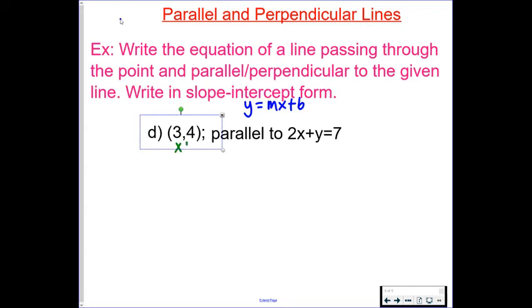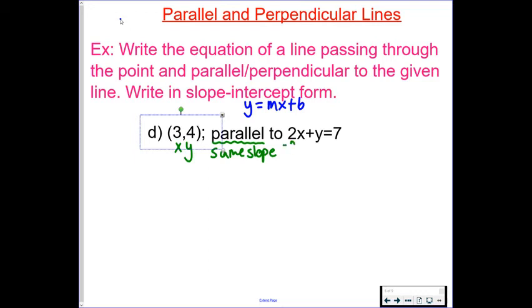I know an x, I know a y, which is good. But do I know the slope? No, I don't. But I know it has to be parallel to this one, which means it must have the same slope as that line, 2x plus y equals 7. So let's go find the slope of that line.